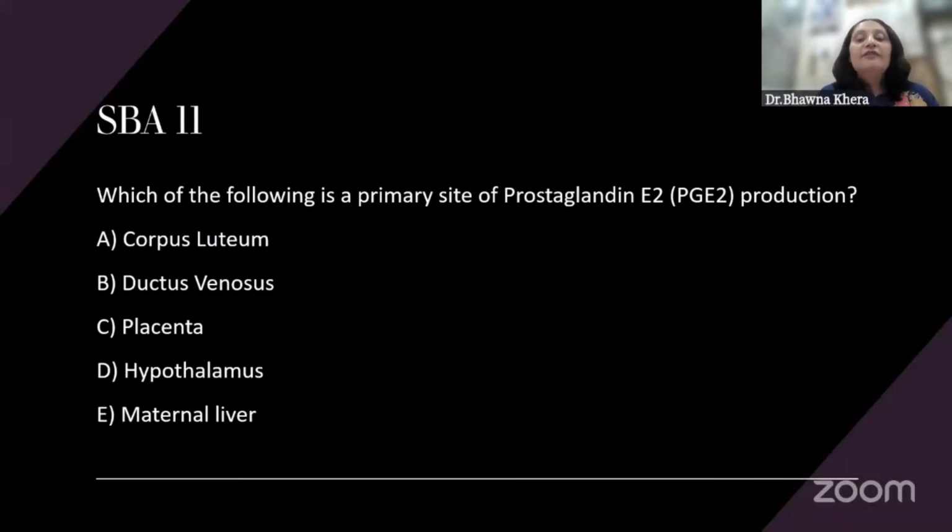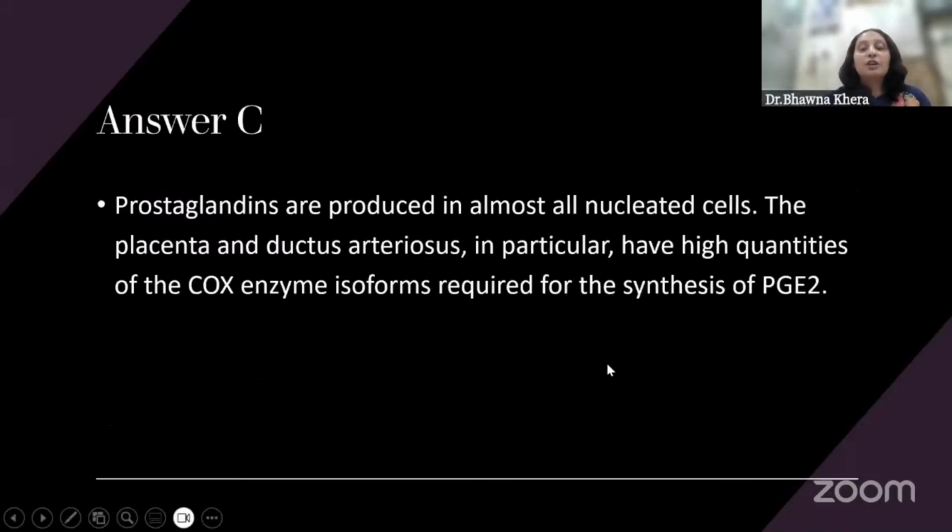SBA 11. Which of the following is the primary site of prostaglandin E2 production? So which is the most primary site? There are two prominent sites. Yes, perfect, the answer is correct. So corpus luteum and placenta are the two most prominent ones, but placenta is the most important primary site.